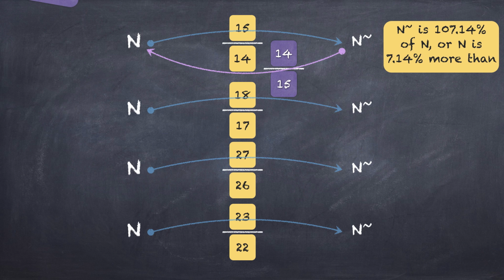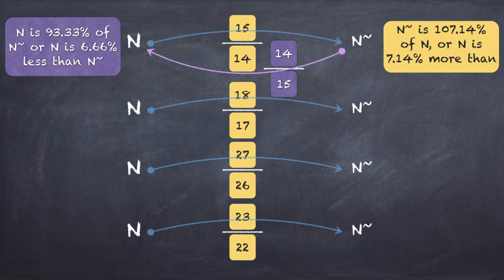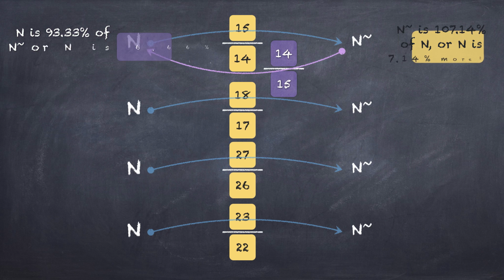Similarly, if I flip the multiplying factor and I go back from n dash to n, the multiplying factor is 14 by 15, which means that n is 1 by 15 less than n dash. 1 by 15 is 6.66%. That means n is 6.66% less than n dash, or is 93.33% of n dash. I subtracted 6.66 from 100 to get to 93.33, instead of multiplying 6.66 by 14.